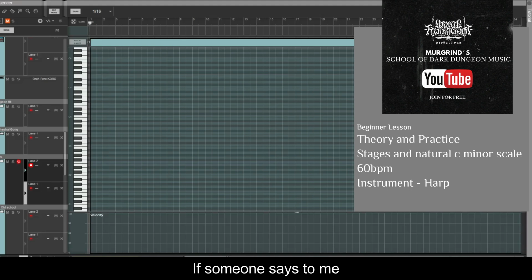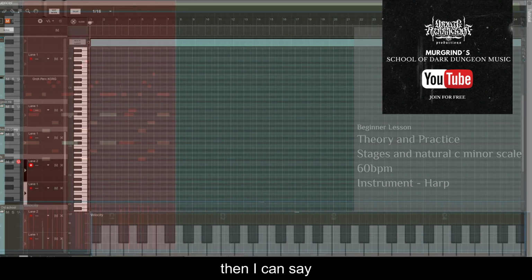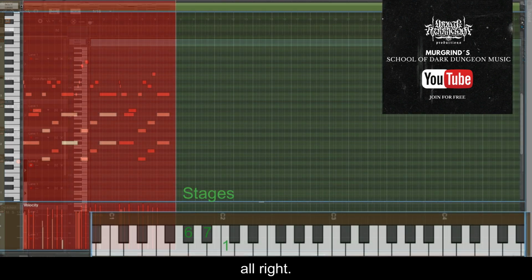If someone says to me, play me something in natural C minor from stage 1 to stage 6 to stage 7 in Dungeon Synth style, then I can say, alright.